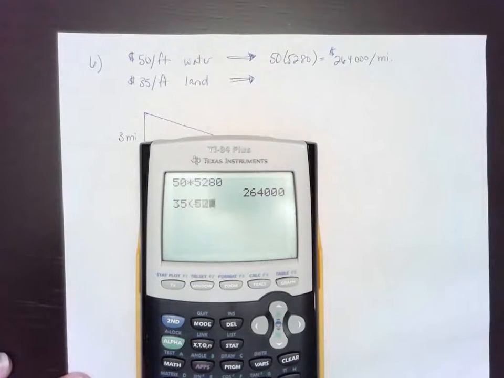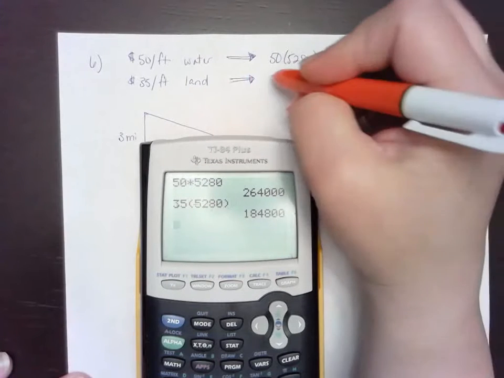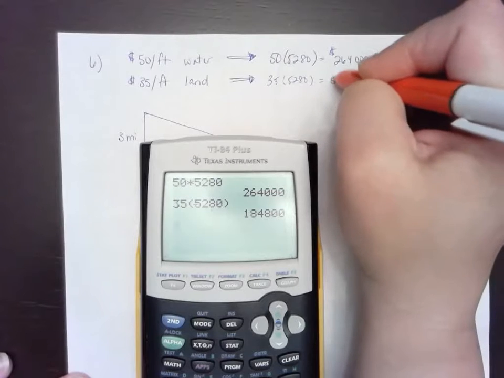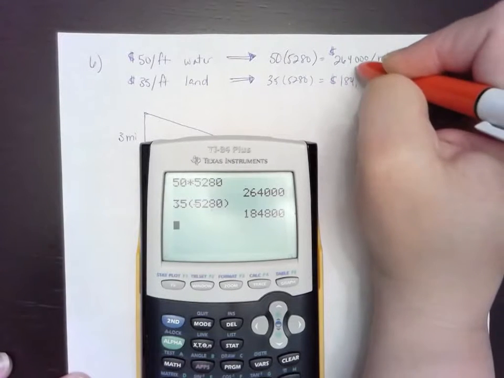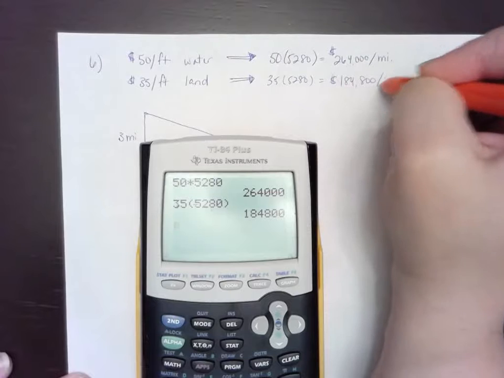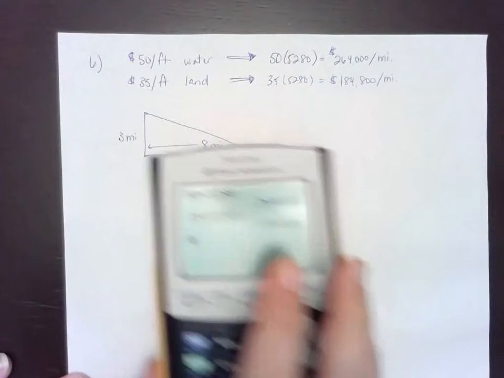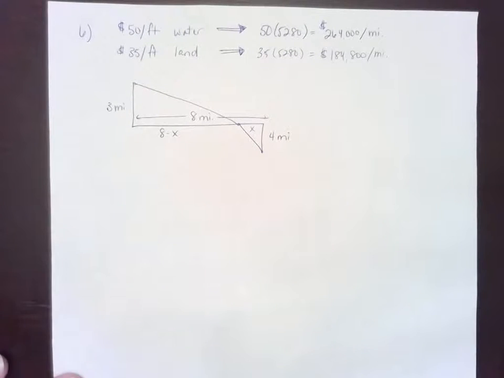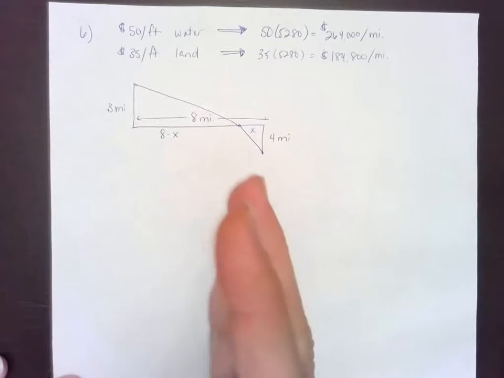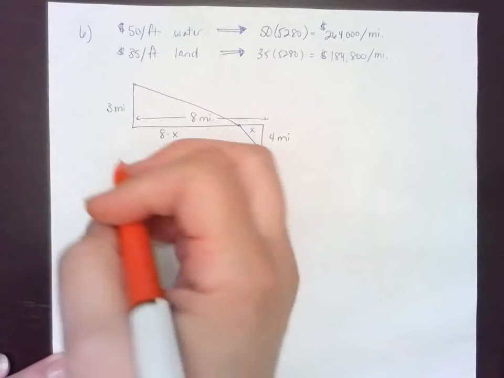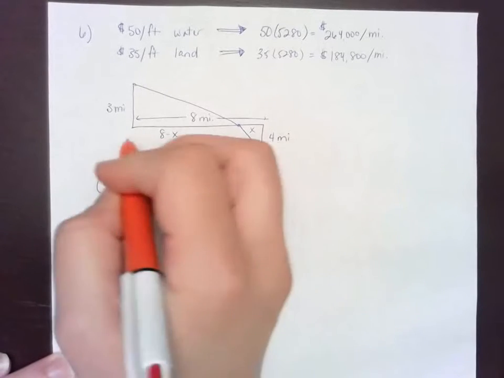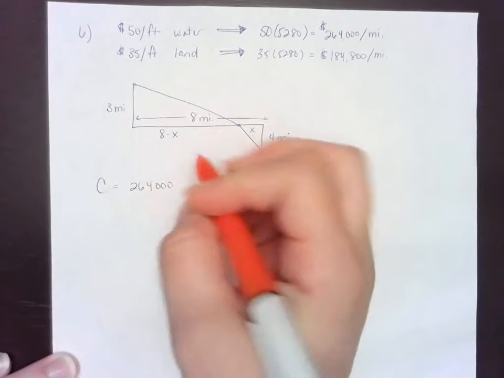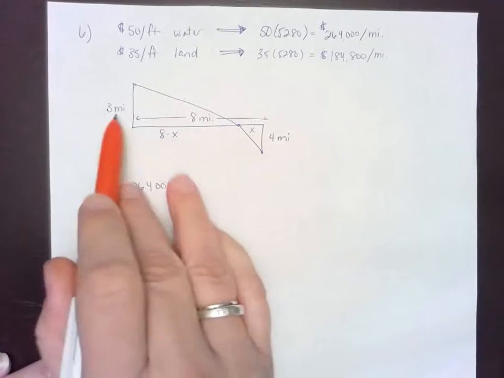$35 per foot is $184,800 per mile. Okay? Now if I stick with miles, then remember, cost is amount of money times number. So my cost in the water is my money times my distance.